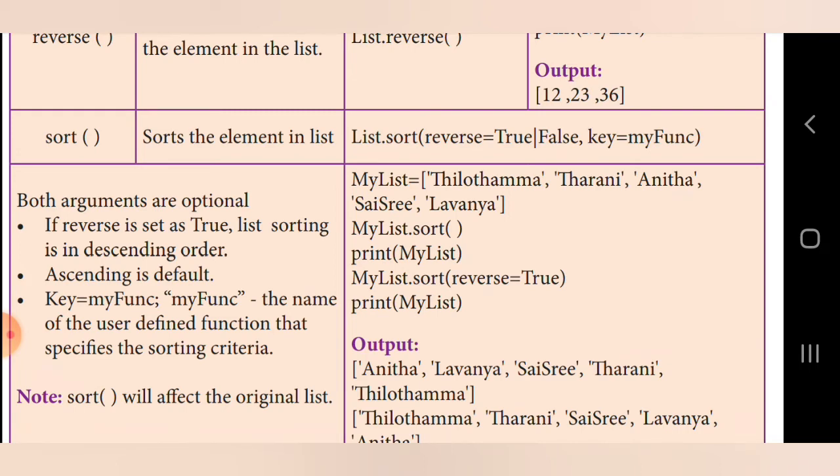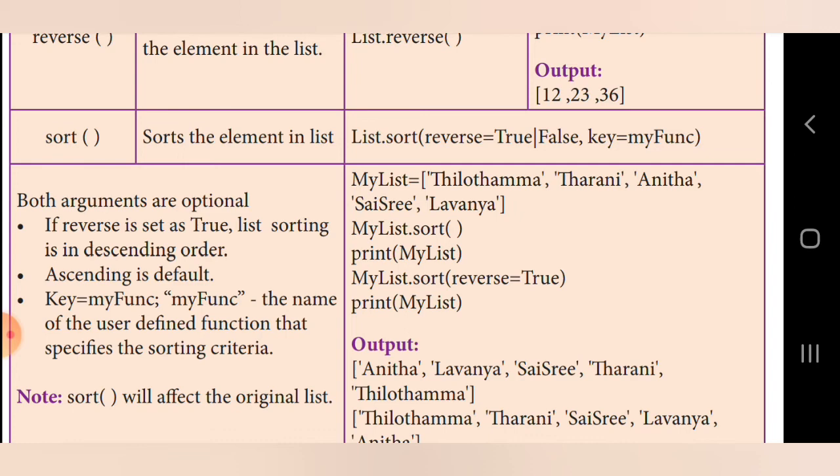So these elements are the string data. That's why we are using the single quotes to specify the elements, that is, values. Okay. So and then my list dot sort. Here it didn't specify any parameters. Okay, we just use the function sort alone. Then all the elements are arranged in the ascending order.